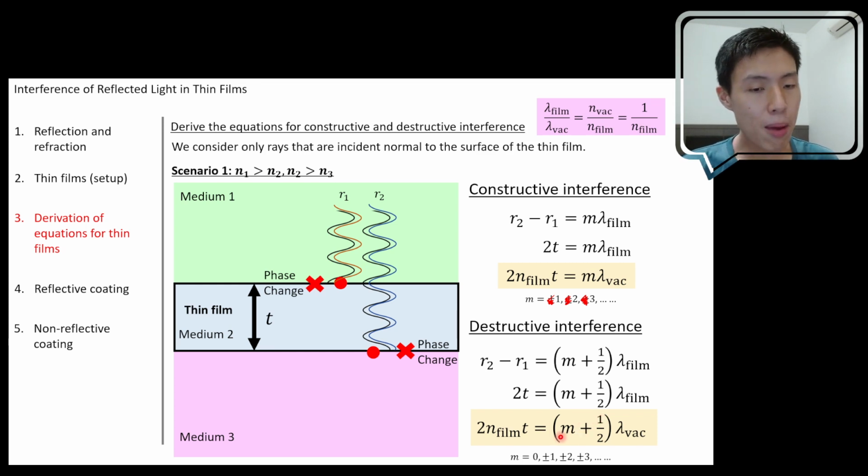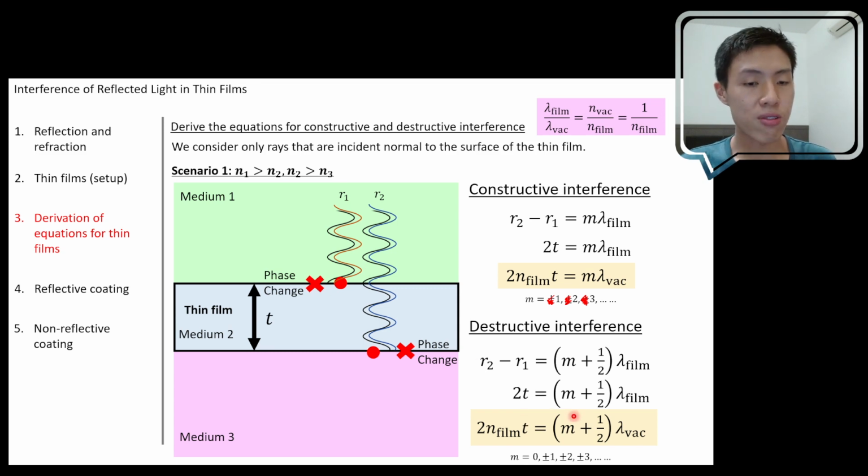Okay, for the m over here, you can substitute 0 in here. There's no problem to substitute 0. Why? Because if you substitute 0, it won't cause the thickness to be equal to 0. So that means the thickness will still be a non-zero value, and that perfectly makes sense. There's nothing to worry about.